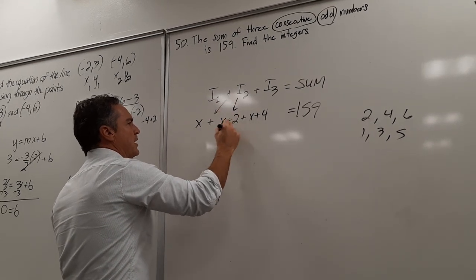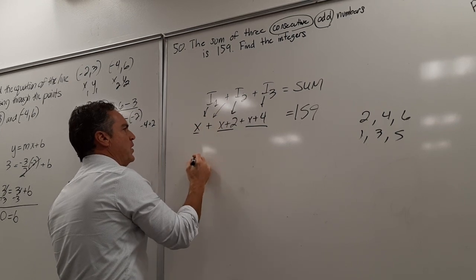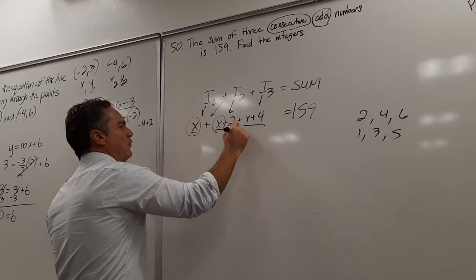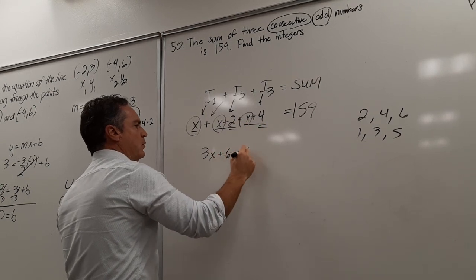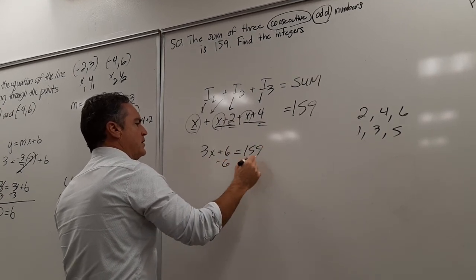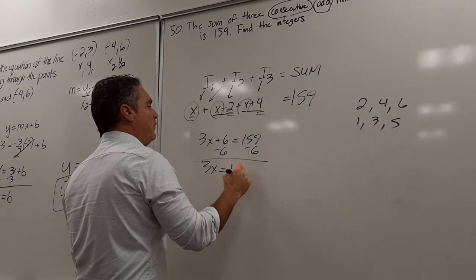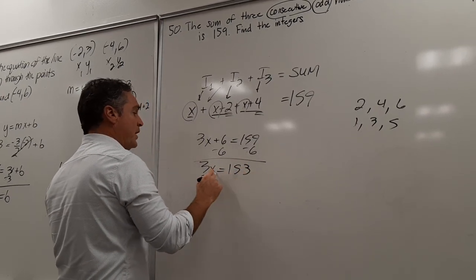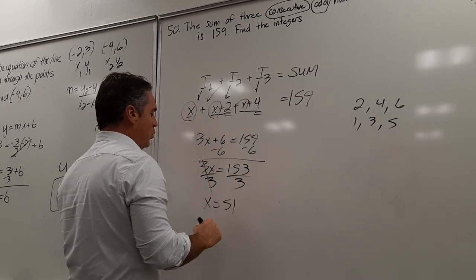So integer 2 is x plus 2. Integer 3 is x plus 4. Integer 1 is x. We add all this up. I get x, x, x makes 3x. I got 2 and 4, which makes plus 6, equals 159. I subtract 6 from each side. I get 3x equals 153. I divide by 3. I get x equals 51.